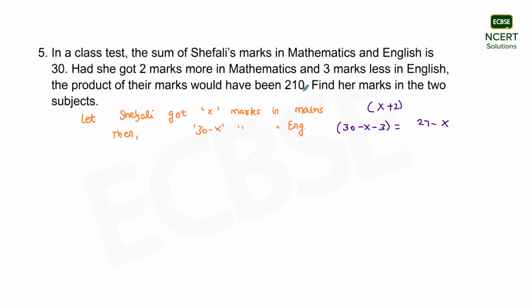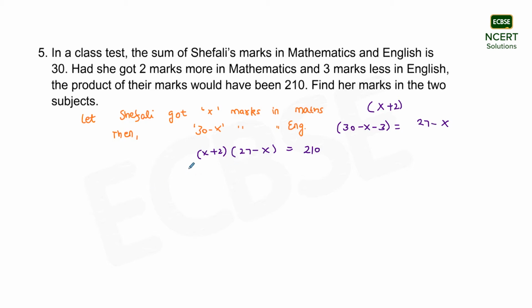So here the assumption has been made that if she had got x plus 2 marks in maths and 27 minus x marks in English, then the product of the marks would have been 210. That means the product of the marks in maths, x plus 2, and the marks in English, 27 minus x, will be equal to 210. This is what the statement has been saying, right? We are just forming the mathematical form from these words.